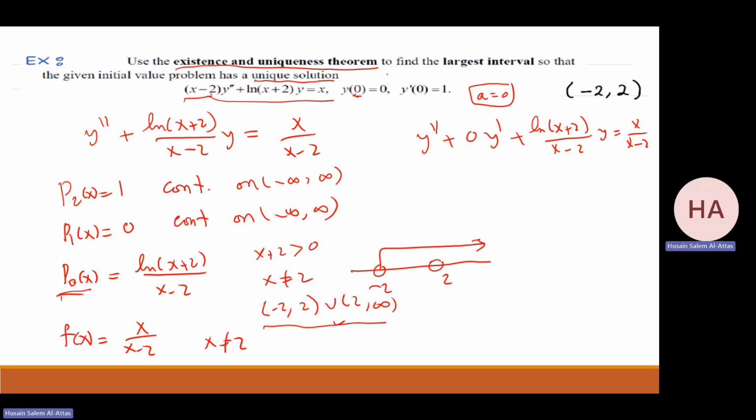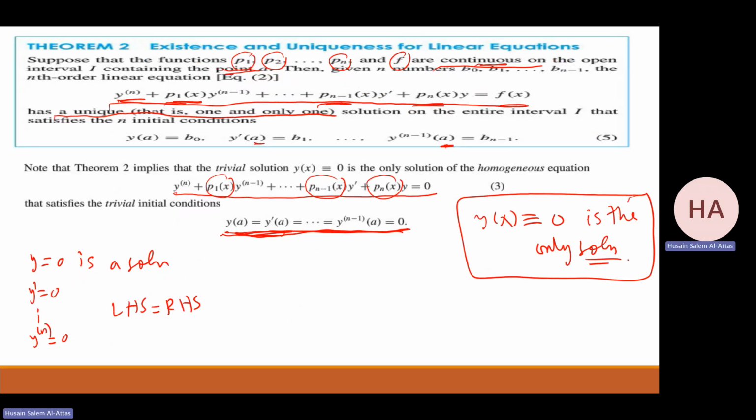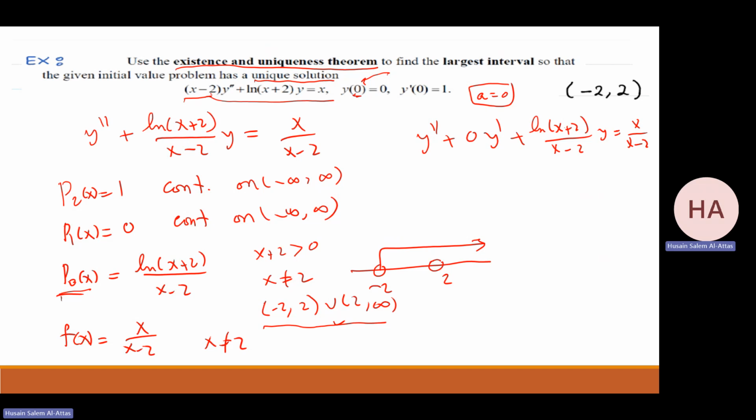I need the condition, y at 0. He said it should be continuous in the open interval I containing the point A. So I need an open interval containing the point A, which is 0. Now A is here. This is A.